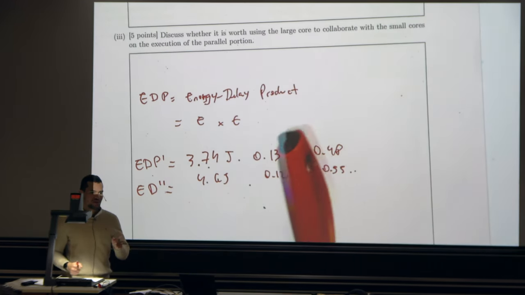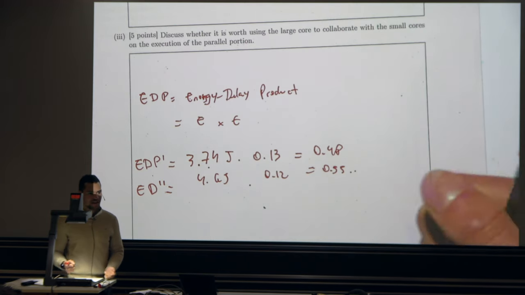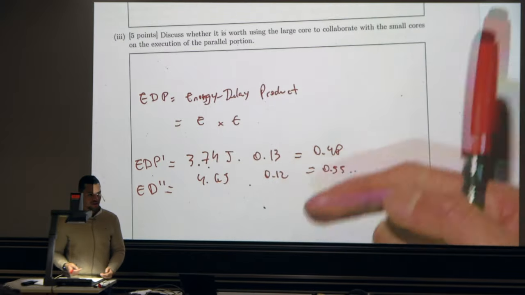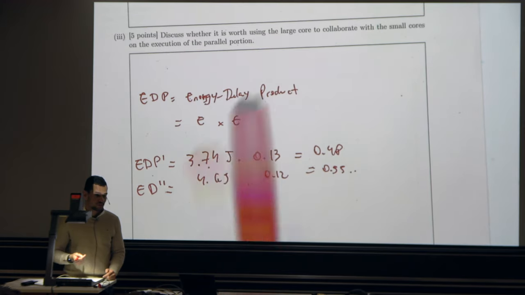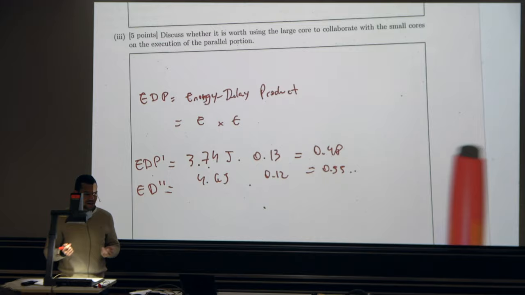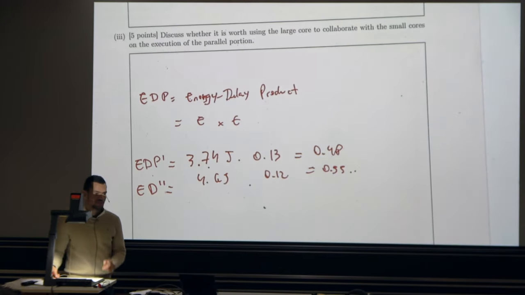You don't have to compute the metric. If you have the solution, you can just justify saying that it does not make sense because of this argument: the energy increases and the performance does not improve that much. But if you know the metric by heart and want to make sure that is the case, you can use the metric.